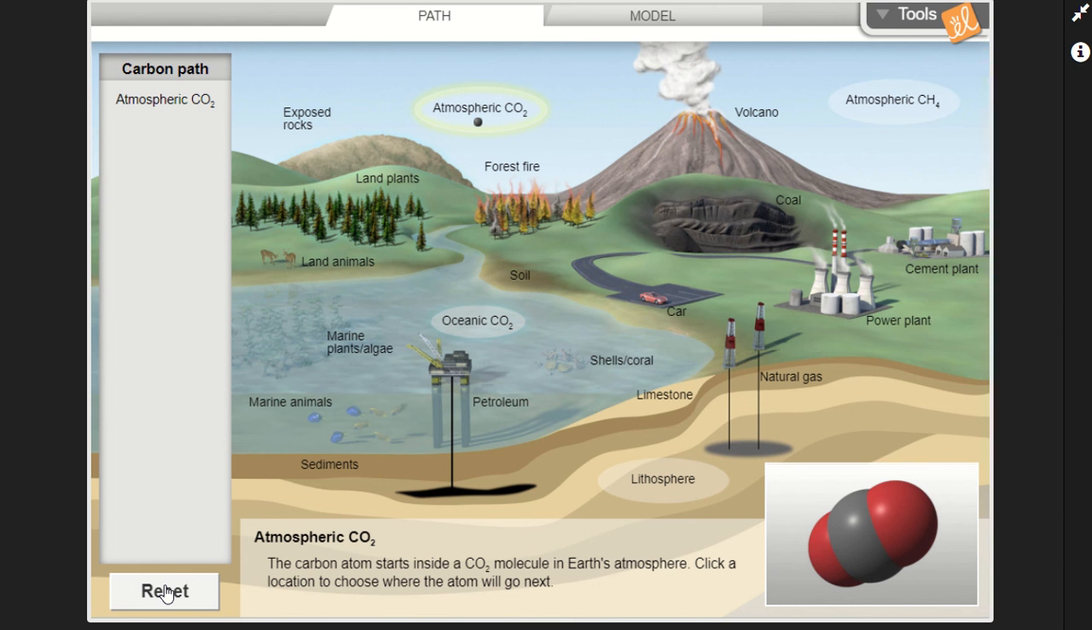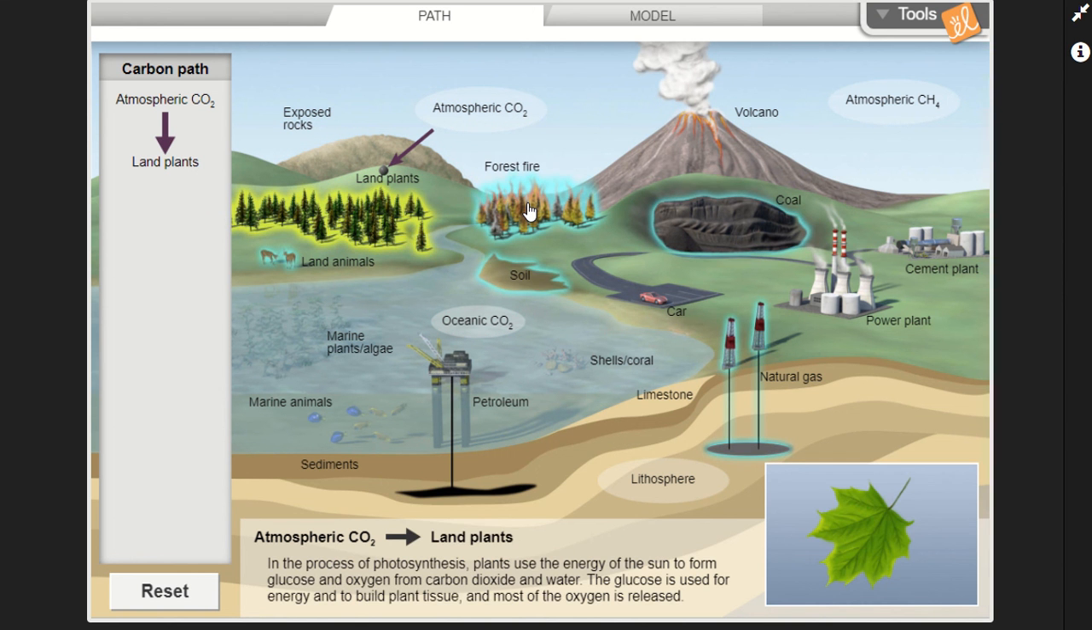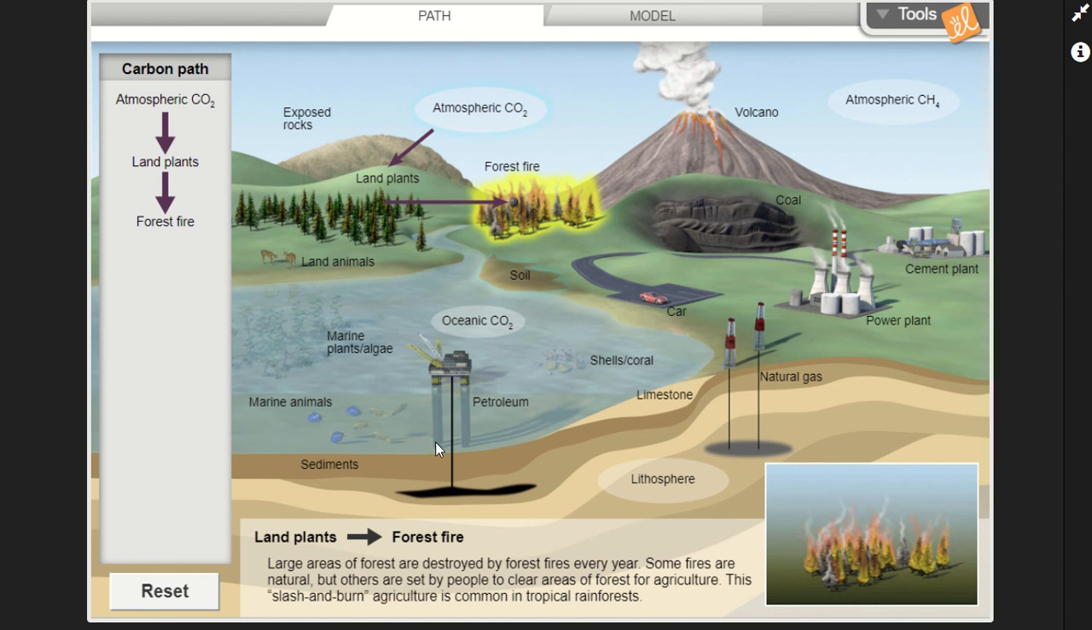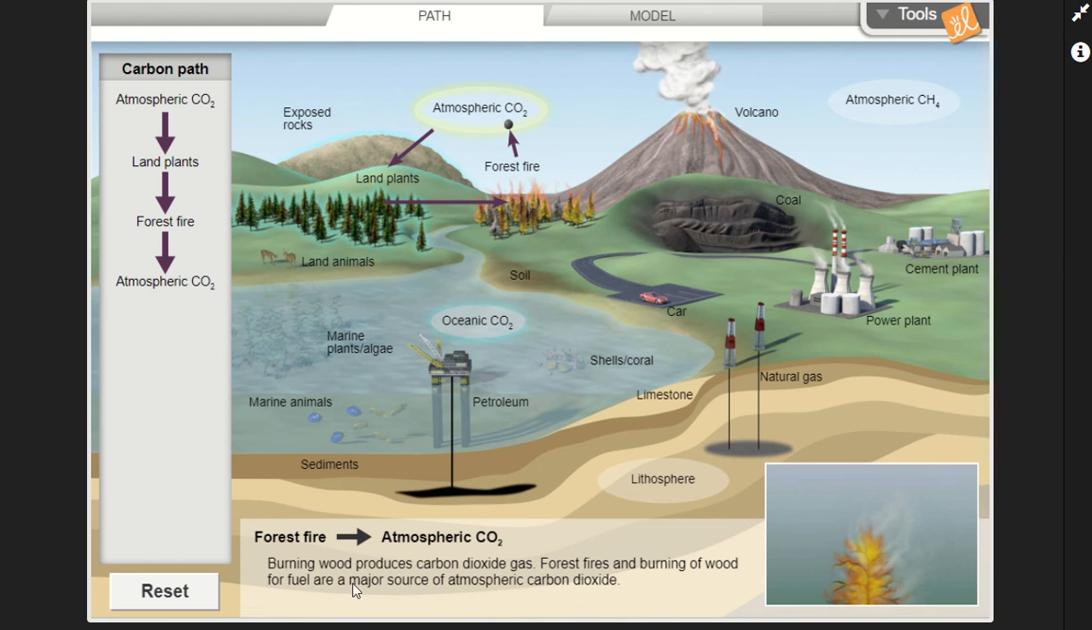All right, so number 6, analyze this. It says, in many tropical rainforests, people clear the land by cutting down trees and burning them. After a few years, the soil runs out of nutrients and can no longer be farmed. How does this practice of slash and burn agriculture affect the Earth's atmosphere? So do you remember the very first triangle I made from atmosphere to land plants to forest fires? Right here. And then we're going to click here. So it says forest fires.